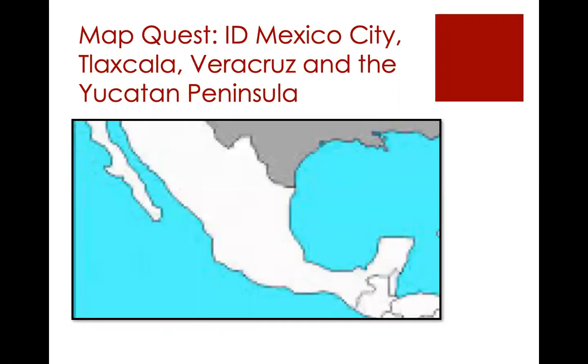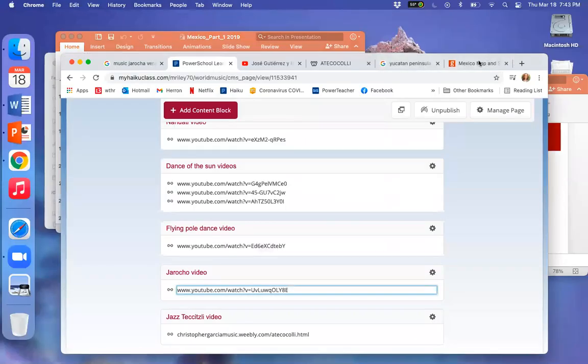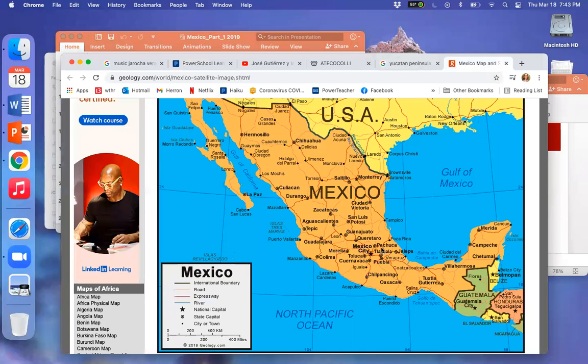Let's take a second and learn about where some of the major cities are in Mexico. So we're going to be looking in this unit at a lot of Central and Eastern Mexican musical traditions. So we're going to be looking at the music of Veracruz, Tlaxcala, and Mexico City. And over here is the Yucatan Peninsula.